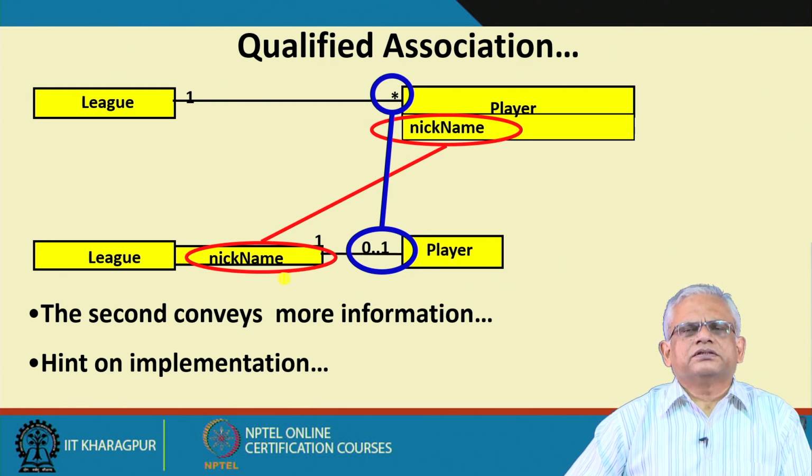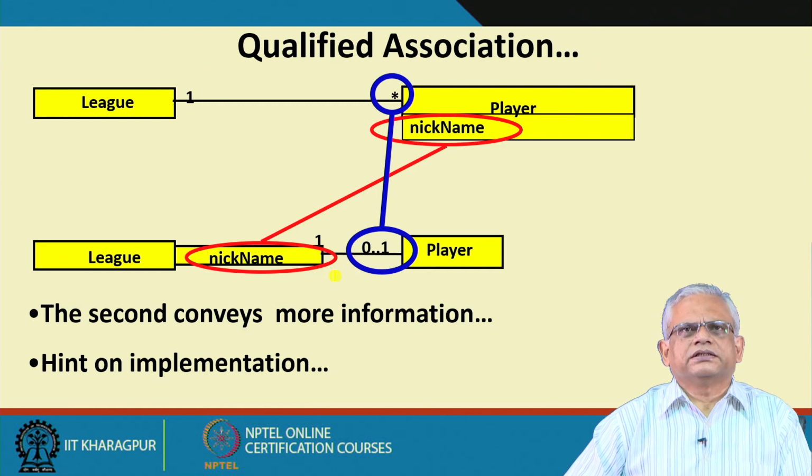As you can see, this is more expressive compared to the other diagram. We are expressing here that given a nickname, there exists at most one player in the league. That is, no two players can have the same nickname. And this is a hint on the implementation. We should somehow ensure that no duplicates in the nickname exist in the implementation. We should preclude or avoid any chance of having duplicates.